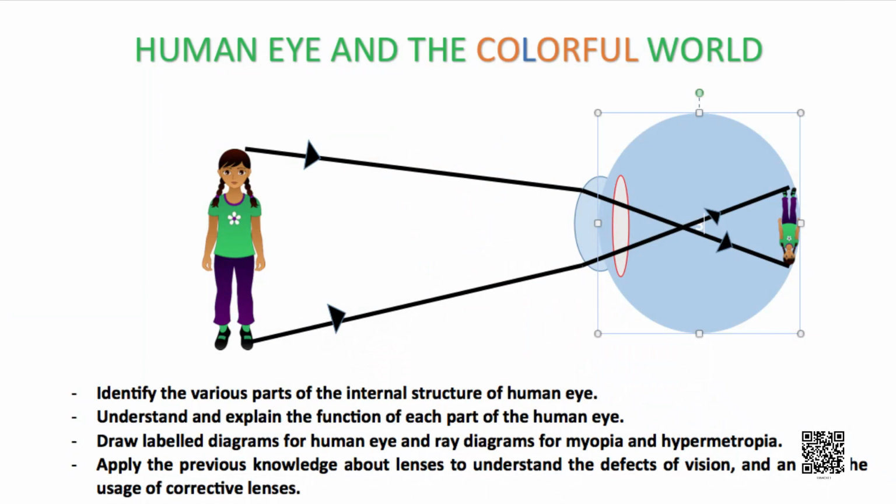We are going to find out, and by the end of our discussion today, children, you will be able to identify various parts of the internal structure of the human eye, understand and explain the function of each and every part of the human eye. We will talk about myopia and hypermetropia, which are the defects of vision. We will also talk about presbyopia. You will be able to apply the knowledge about lenses to understand the defects of vision and analyze the usage of corrective lenses.